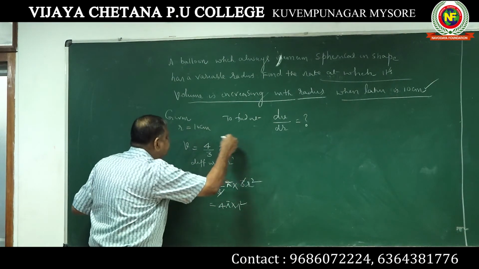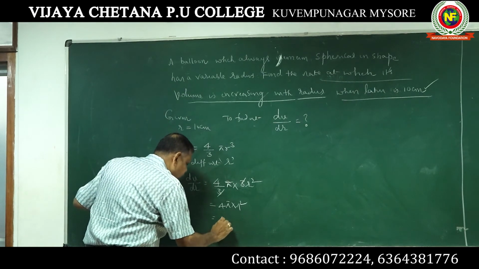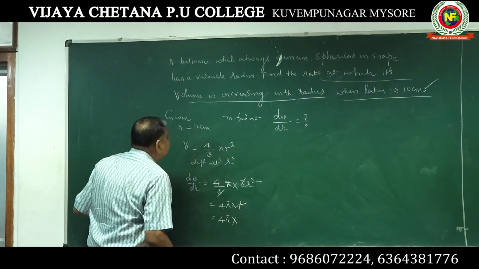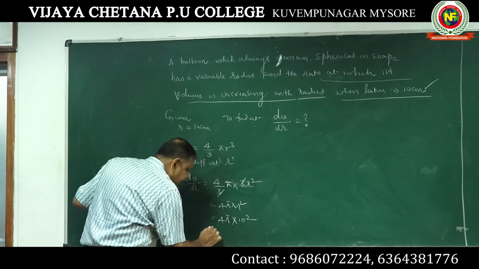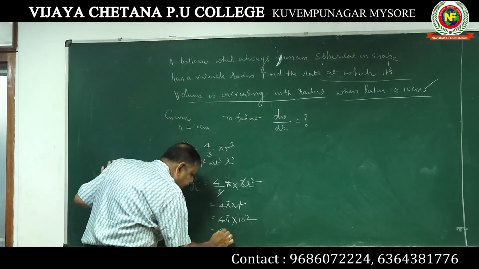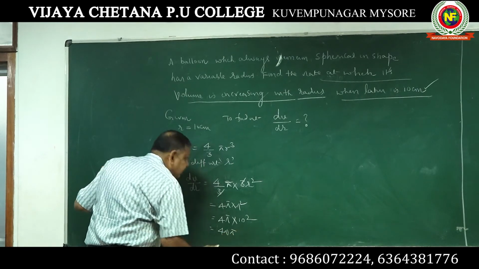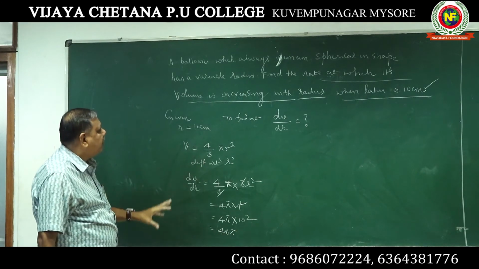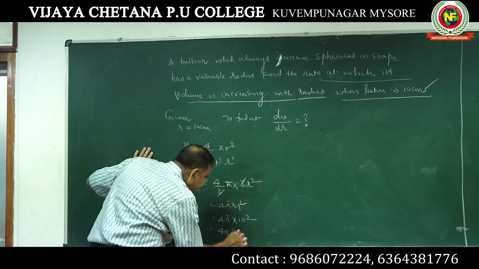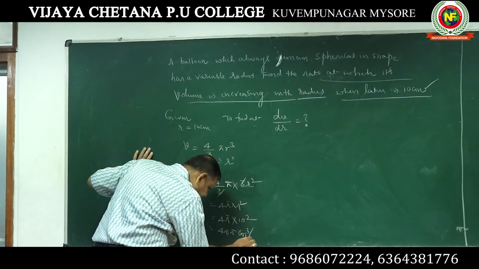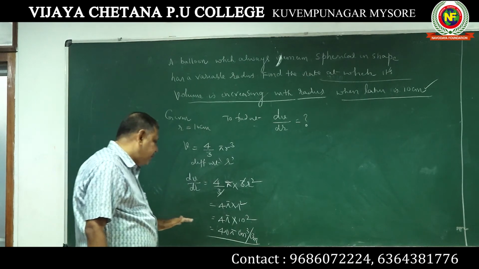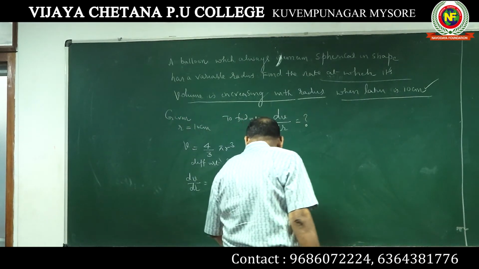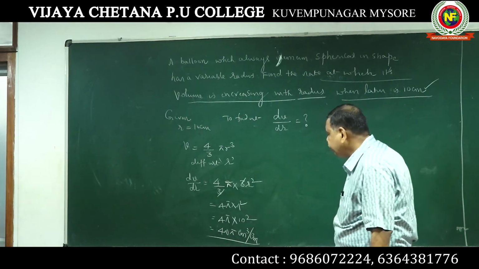R is given, 10 centimeter. It is 4 pi into 10 square, which is 100, so 400 pi. What do you write? Very important: 400 pi centimeter cube per centimeter, because it is with respect to radius, not time. Not centimeter cube per second.